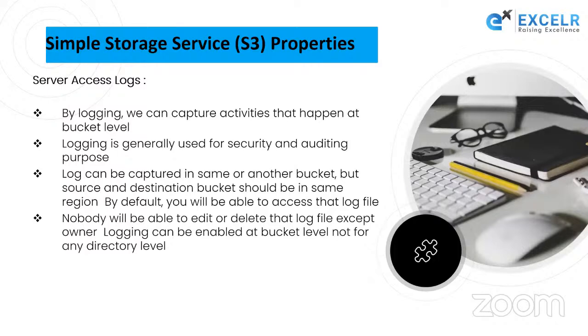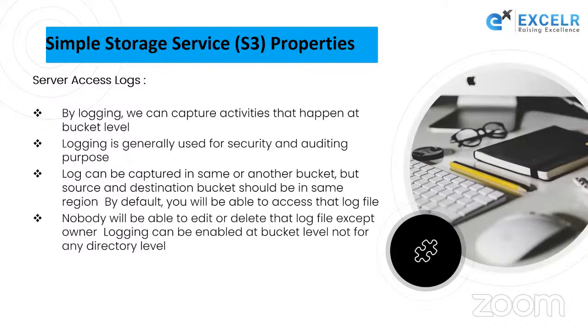But to explain why we are talking about server access log: whenever you do anything in your S3 bucket, you need to get a log for activities happening at the object level. The other services I just talked about, CloudTrail and CloudWatch, are not going to give you the logs at the object level. So if you need logs for your S3 bucket at the object level, you need to enable server access log. When you enable it, it will capture all the activities happening at the object level. This logging is generally used for security, auditing, and compliance purposes.